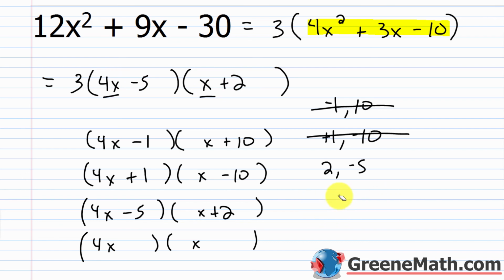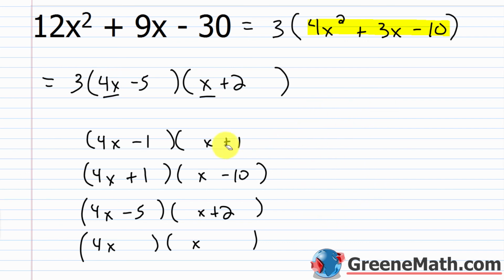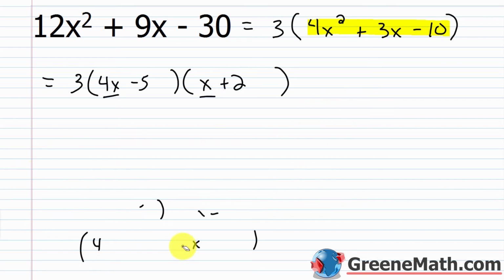So again, I know that a lot of you will use this method and you'll like it, and that's fine. Again, I dislike it. I just think it's a little too tedious. I know there's tips and tricks to speed it up even more, but I just don't care for it. So the end result here is 3 times the quantity 4x minus 5, and then times x plus 2.